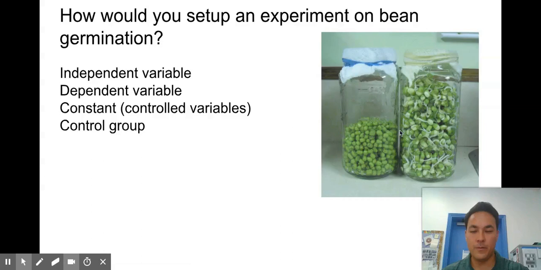Okay, you test yourself, right? And we'll get to do this later on in the year. How would you set up an experiment on bean germination? What would be your independent variables, dependent variables, control variables, and control group? This could be something fun, easy to try from Lulu. You can do it for less than a row.